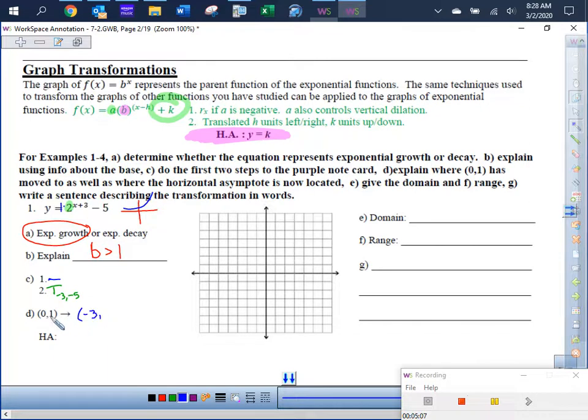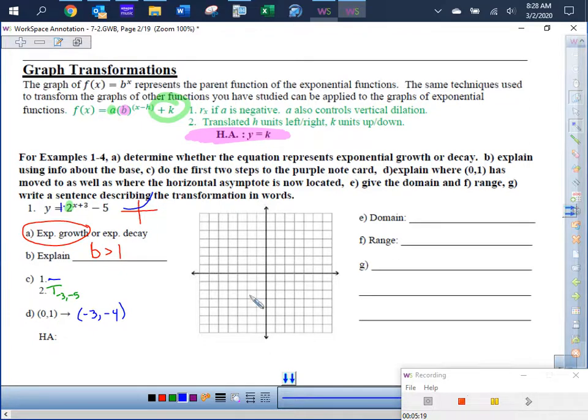-3. And you take the 1 and you add -5, or if you want to think subtract 5, whatever your brain is more comfortable with. Where would 1 move to if you moved him 5 units down? -4. So the critical point of (0, 1), since it's been moved 3 units left and 5 units down, will now be at (-3, -4).